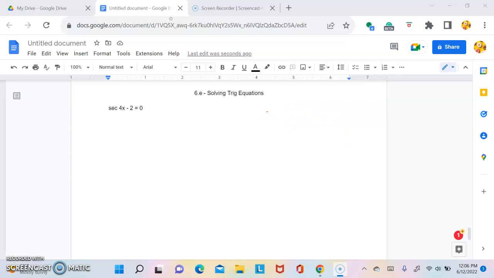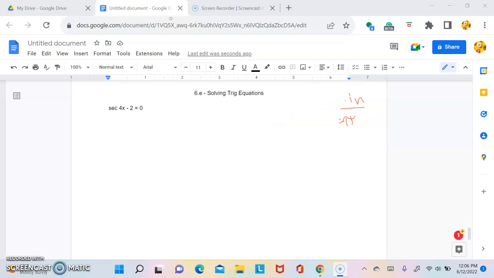It all depends on whether you're doing cosine, sine, or tangent. Tangent ends in plus k pi, and cosine and sine end in 2k pi.